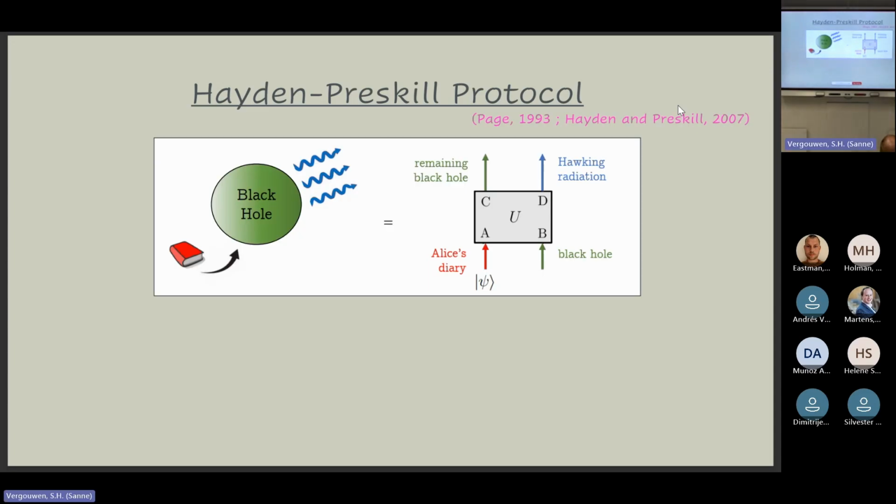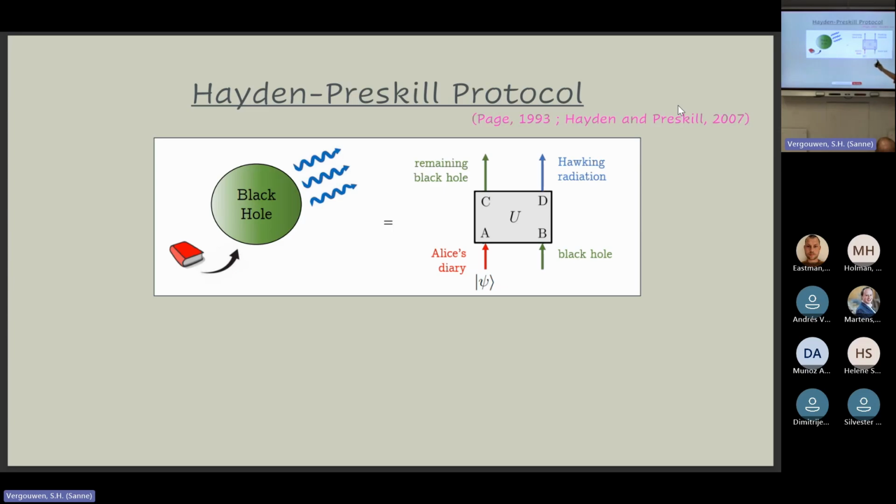So we consider the protocol designed by Aude and Corbeel. The two main protagonists are Alice and Bob. Alice writes her secret in a diary, and she throws the diary into the black hole. The black hole then evaporates, loses mass, and the information about the diary gets encoded in the radiation. Bob has access to the radiation, and he would like to decode the secrets from the radiation. With a quantum circuit, it looks like this.